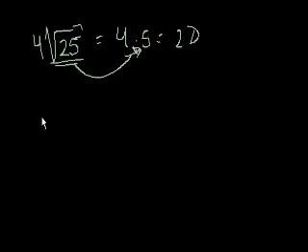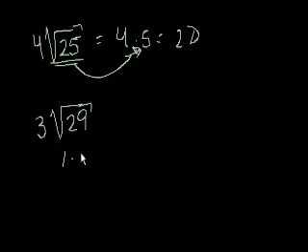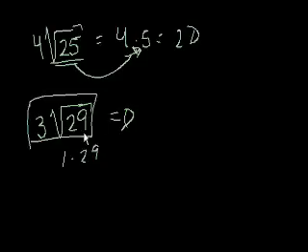Let's do another one. What's 3 times the square root of 29? Well, 29 only has two factors. It's a prime number. It only has the factors 1 and 29. And neither of those numbers are perfect squares. So we really can't simplify this one anymore. So this is already in completely simplified form. Let's do a couple of more.